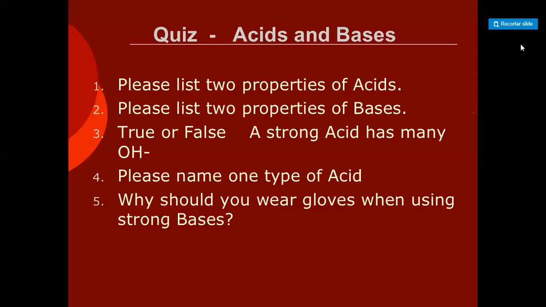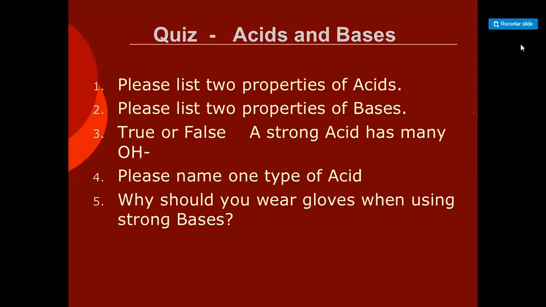Now, two properties of acids. Will two of you list one property each? Acids turn blue litmus red. Great. The second property, acids are sour to taste. They produce hydrogen ions. Okay.